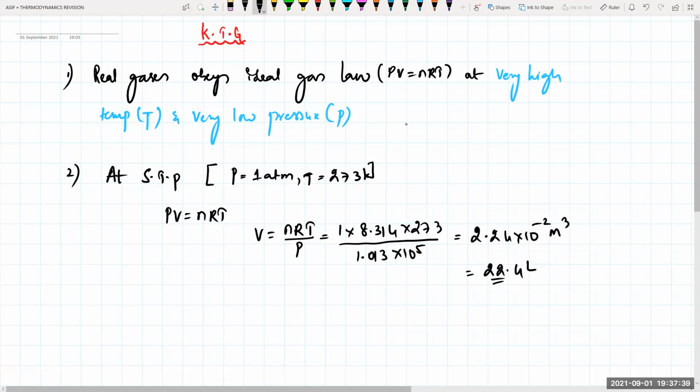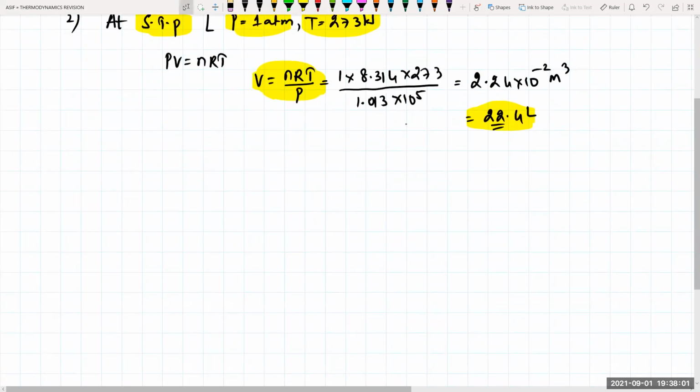So this is the volume. Clear? This is a very important point to be remembered. Volume will be equal to 22.4 liters, pressure will be 1 atmosphere, and temperature will be equal to 273 Kelvin. At what condition? At STP condition. Clear?